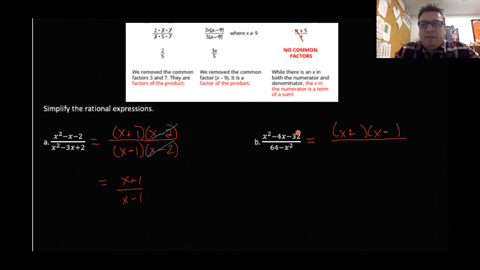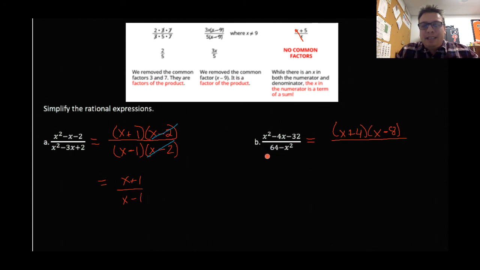And then I need factors of 32 that differ by 8. So factors of 32 that differ by 8, 2 and 16, nope, that's not going to work. 4 and 8, that works. So then the larger one is going to be negative. So 8 goes here and the 4 goes there.